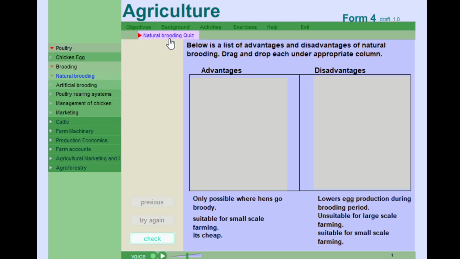Below is a list of advantages and disadvantages of natural brooding. Drag and drop each under appropriate column.